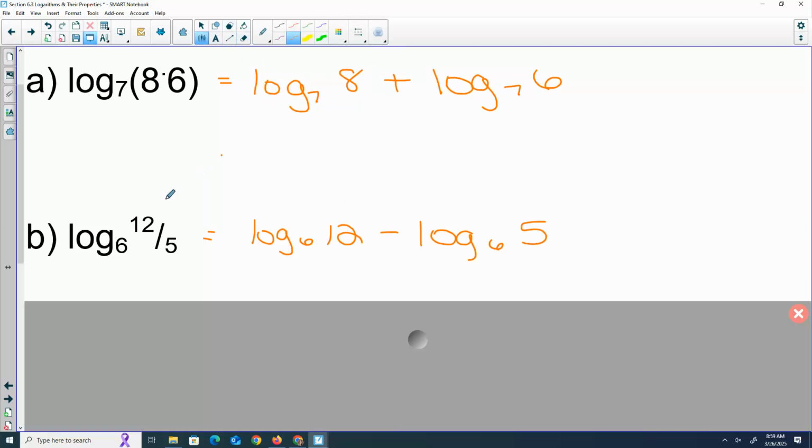And you have to include the base as you do it, because if you have a log with no base, what is that base? 10. That's 10. So it's different. So make sure you are including your bases as you go. Understand exactly what log stands for. It's basically saying, it gives you an exponent. So log base 7 of 8 is saying 7 to what power equals 8. So it's representing what that exponent would have to be.